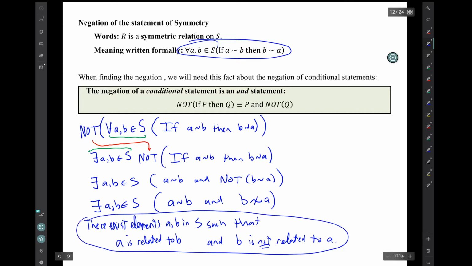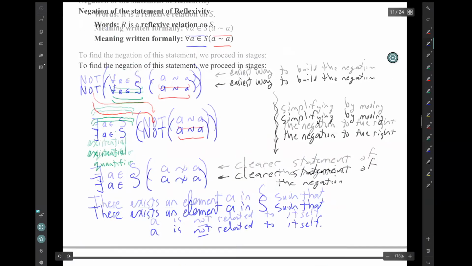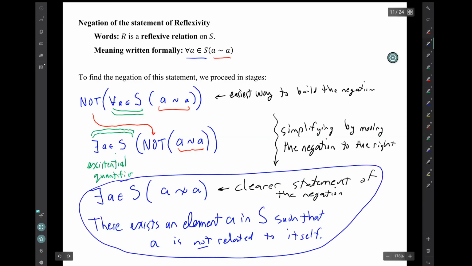There exist elements A and B in set S such that A is related to B and B is not related to A. Maybe we should go back and be clear about our result from the previous page. This is what it means for a relation to not be reflexive.